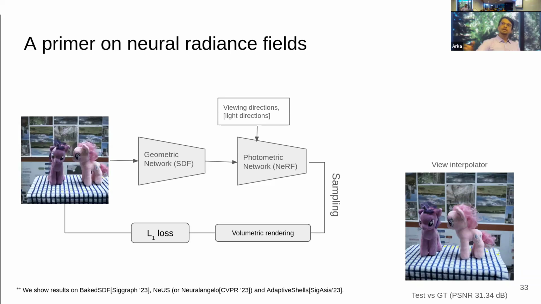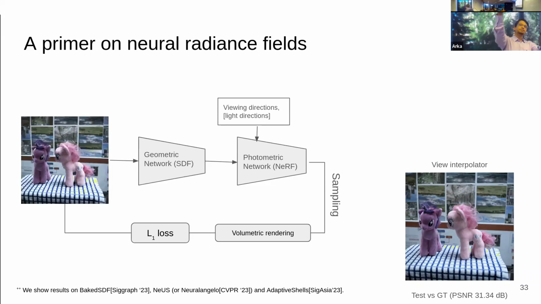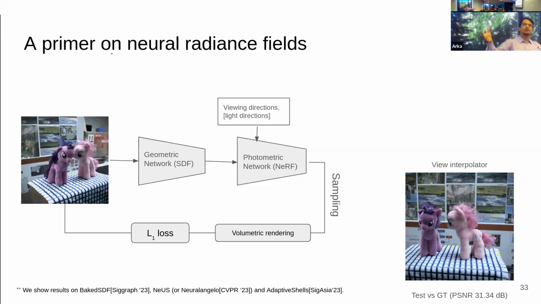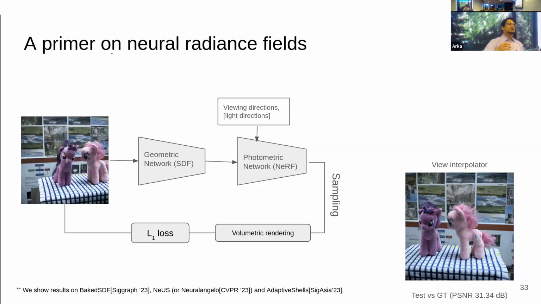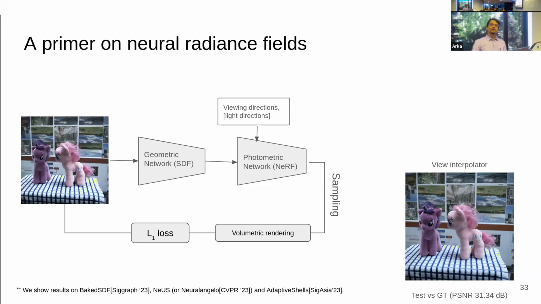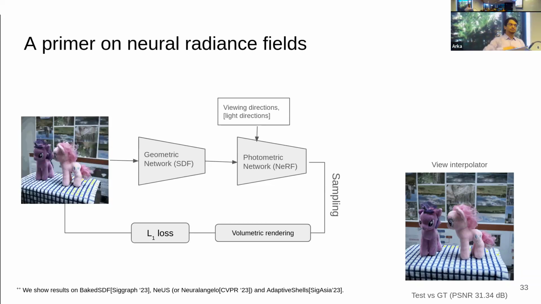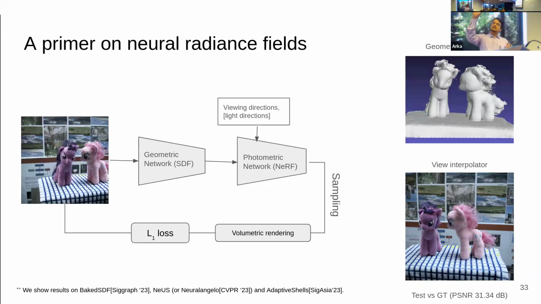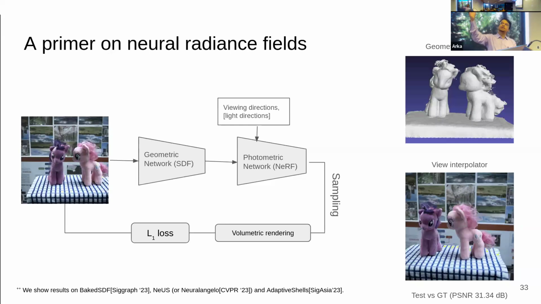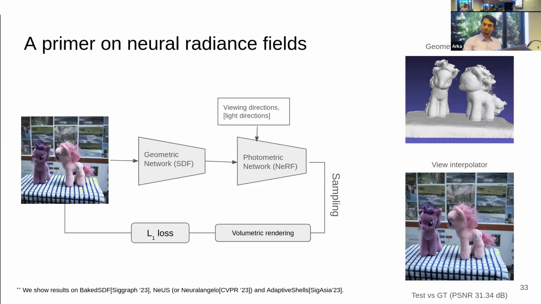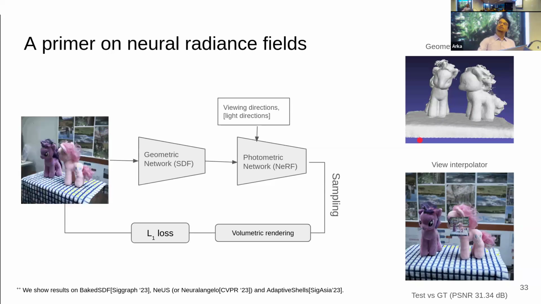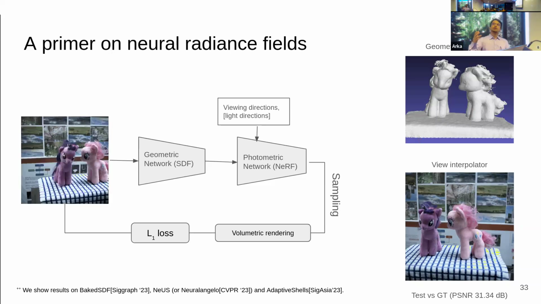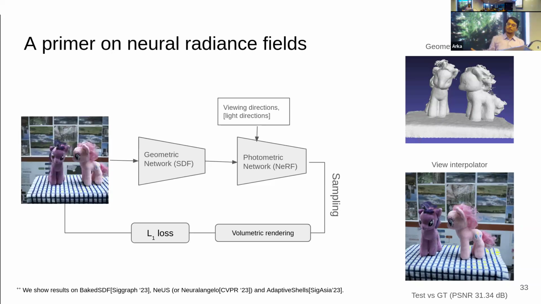So the goal of a neural radiance field is to take in a bunch of multi-view images. It has two main moving parts: the geometric network, which is tasked to understand the geometry of the scene, and the photometric network, which is tasked to understand the appearance of the scene. At convergence, this pipeline provides the geometry of the scene as a mesh or another representation, and it also gives us a view interpolator which can be queried with a pose close to the training pose to get an idea of what the scene would look like.